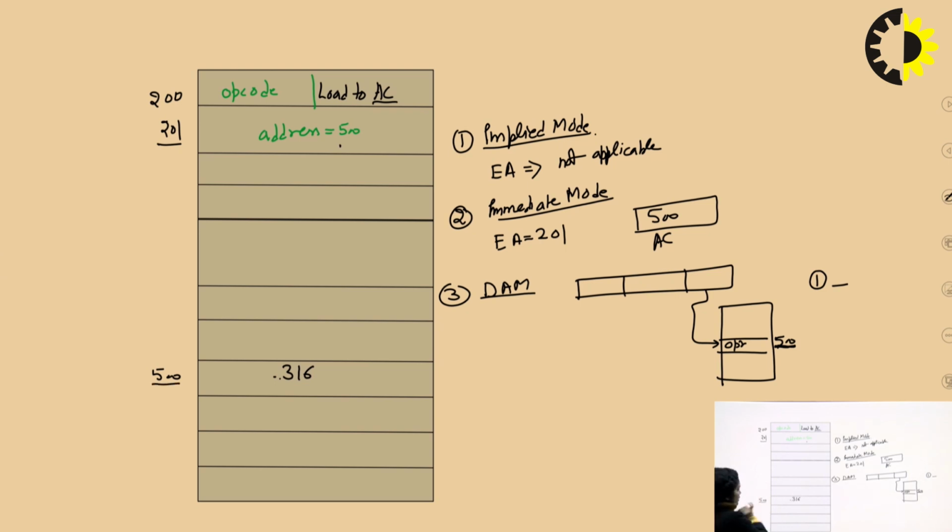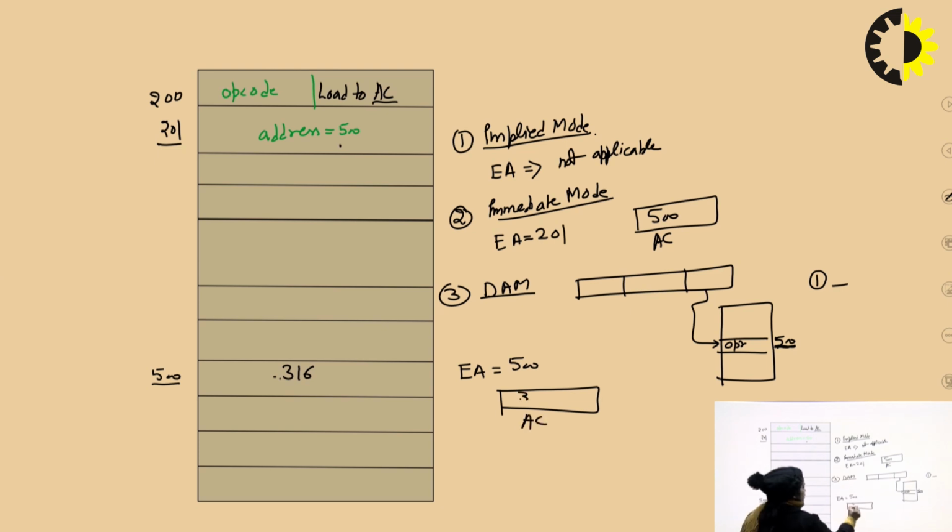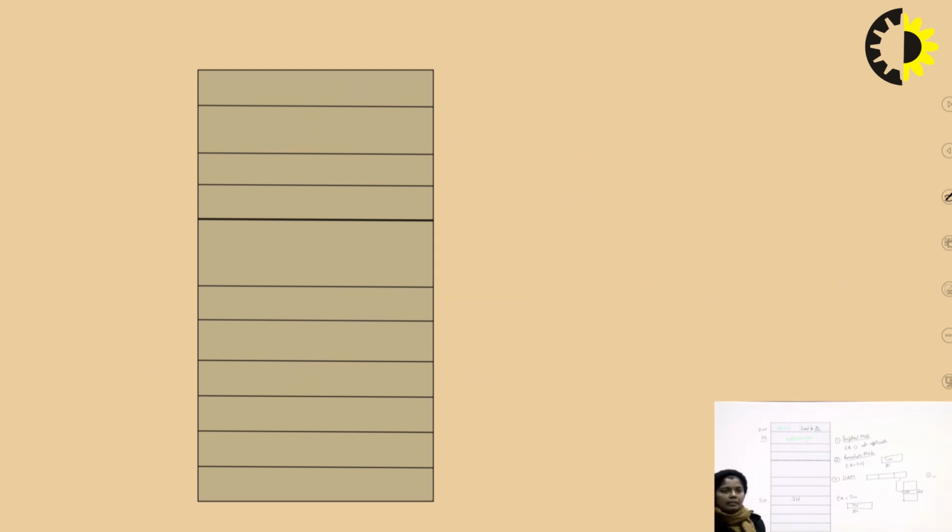And the 500 is the direct addressing mode. In the direct addressing mode, the effective address is 500. But what will be the operand? Operand is in AC, and you are assuming this as 316. That's why it is the value in the direct addressing mode.